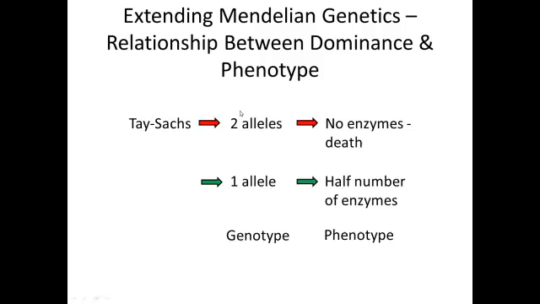Genotype are the alleles you have. Phenotype is what is expressed. Having 1 or 2 alleles for Tay-Sachs is genotype. Having the disease is the phenotype. We tend to think of phenotype in terms of eye color, hair color, skin color, but it's also how well your liver functions or the ability to produce digestive enzymes.